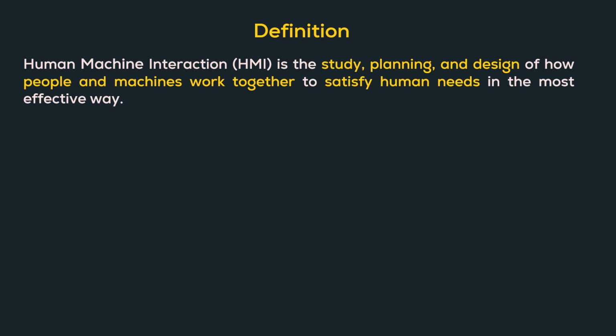Human-Machine Interaction or HMI is the study, planning and design of how people and machines work together to satisfy human needs in the most effective way. Let us understand this definition using some examples.